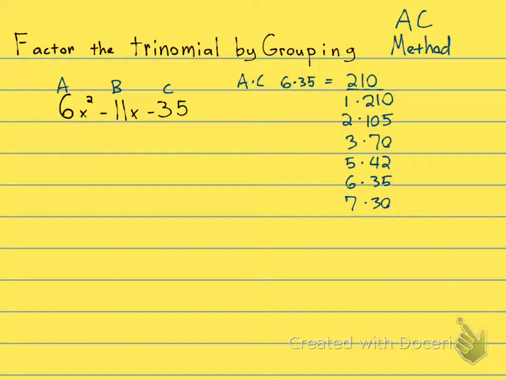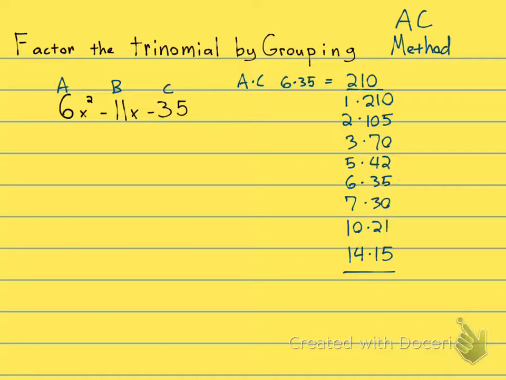210 divided by 8. Nope, that doesn't work. 210 divided by 9. That doesn't work. 210 divided by 10. That's going to work. 10 and 21. 210 divided by 11. Nope. 210 divided by 12. No. 210 divided by 13. No. 210 divided by 14. There we go. 14 and 15. Now, when my left column meets my right column, then I stop. I've found all of my pairs of numbers that'll multiply to give me 210.